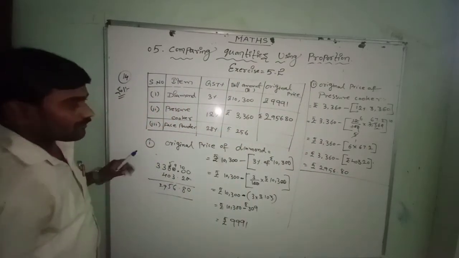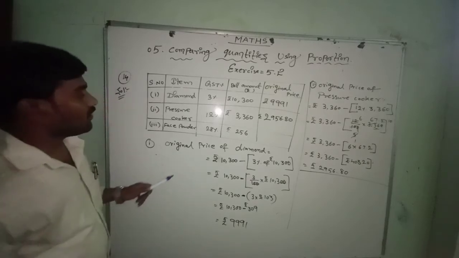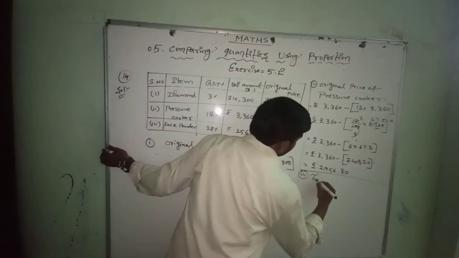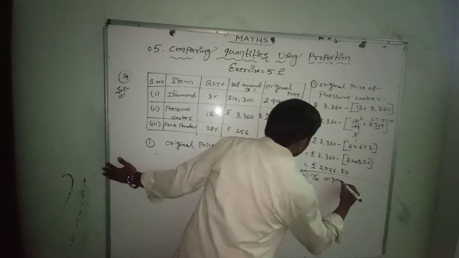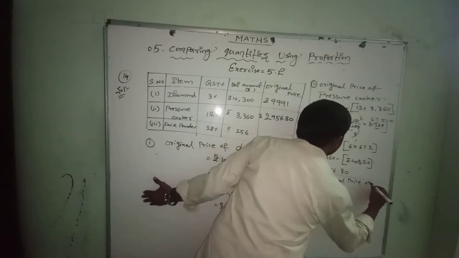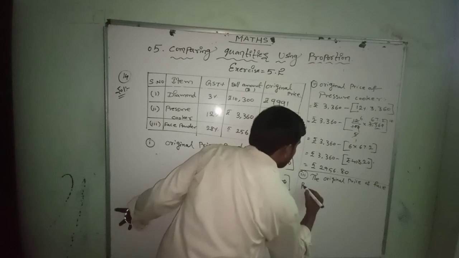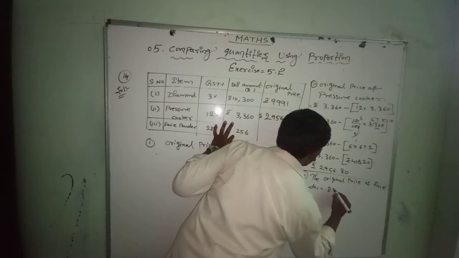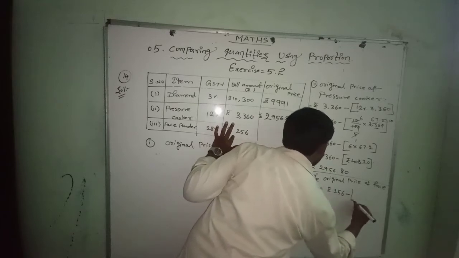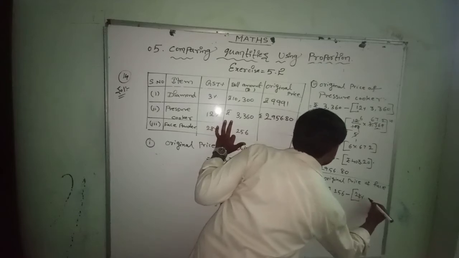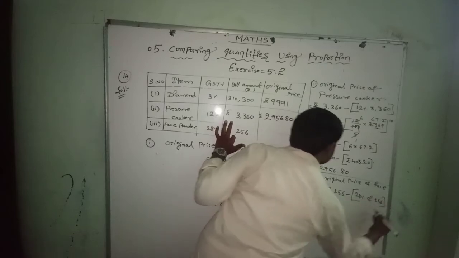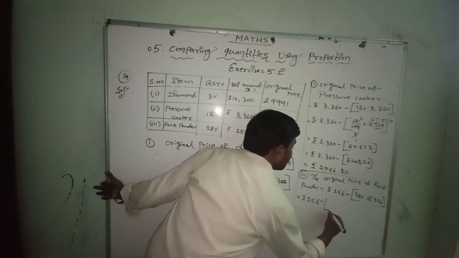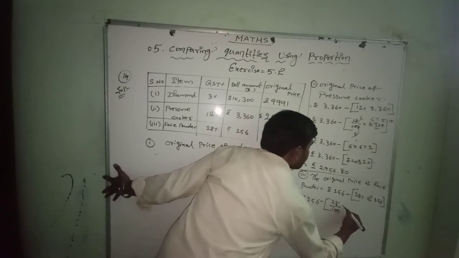Now let me do it there only. The original price of paste powder. Actually, what is the price with GST? It is rupees 256. From this we have to subtract this 28% of GST of 256. So let's simplify: 256 rupees minus 28 by 100 into rupees 256.